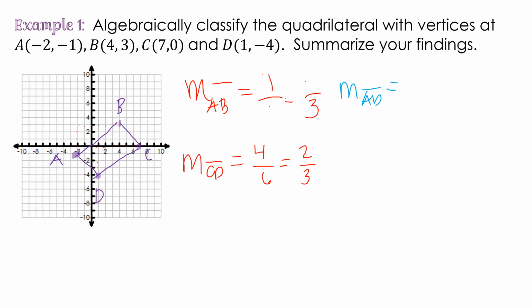So I'm going to count from A to D. I'm going to go down this time, 1, 2, 3, and over, oh, and since I went down there, that's -3, sorry. And over to the right, 1, 2, 3. So that is -3 over -3, which is -1.